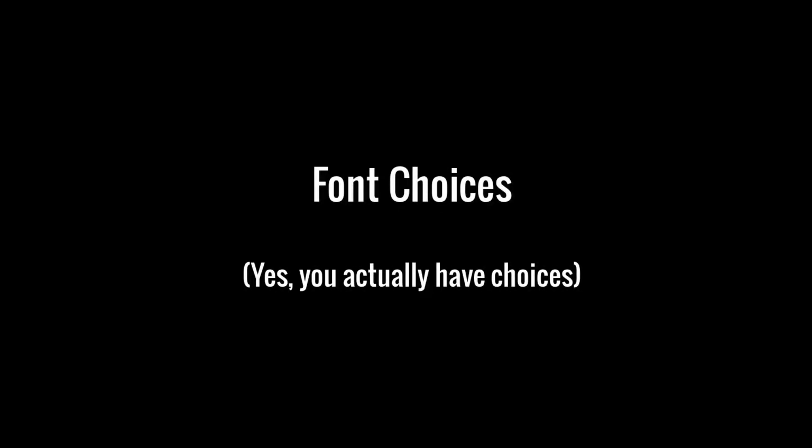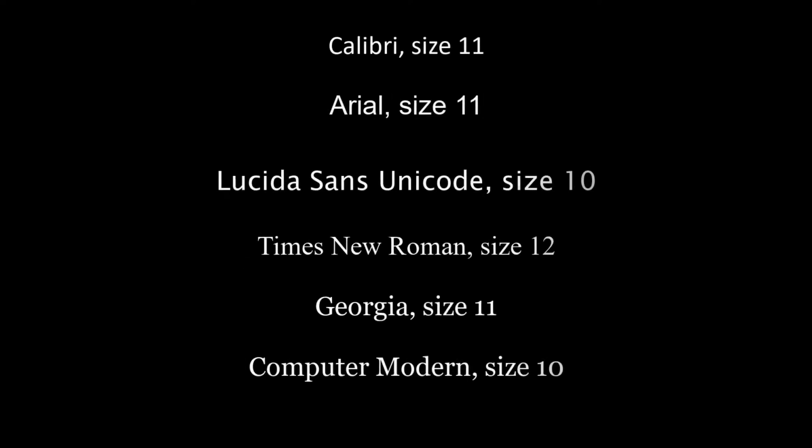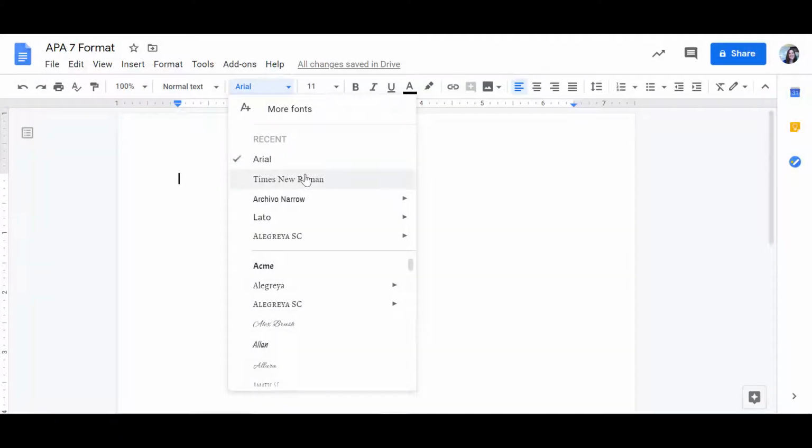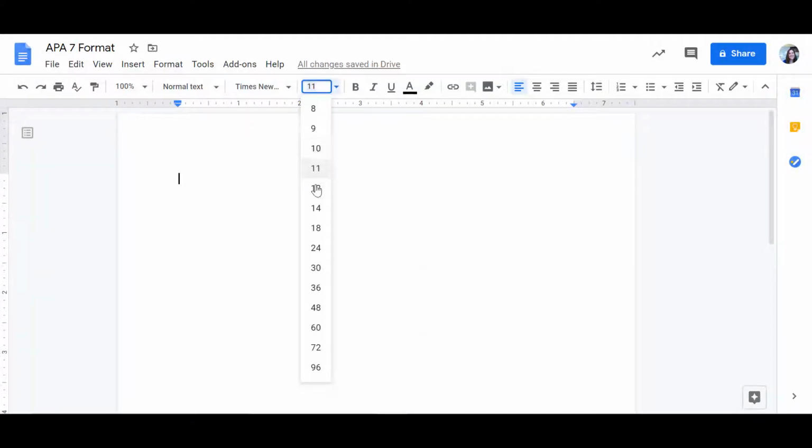For APA 7, there are several options for fonts, which is very exciting. Your options are Calibri in 11 font, Arial in 11 font, Lucida Sans Unicode in 10 font, Times New Roman in 12 font, Georgia in 11 font, and Computer Modern in 10 font. Ask your instructor which one they would prefer. If there's no preference, choose whichever one you prefer. For this one, I'm going to use Times New Roman size 12.